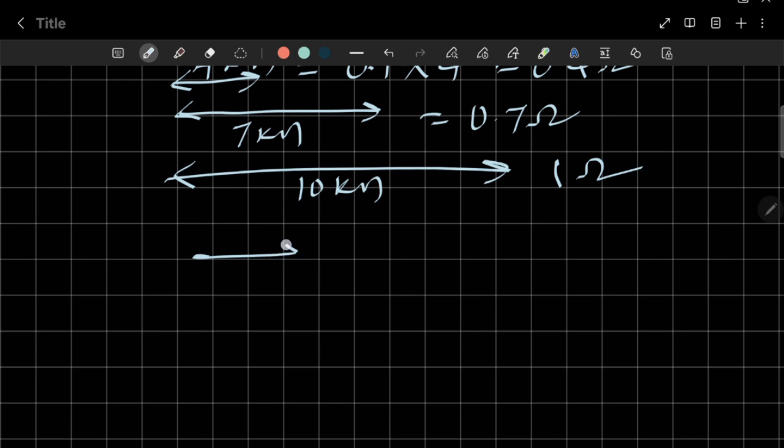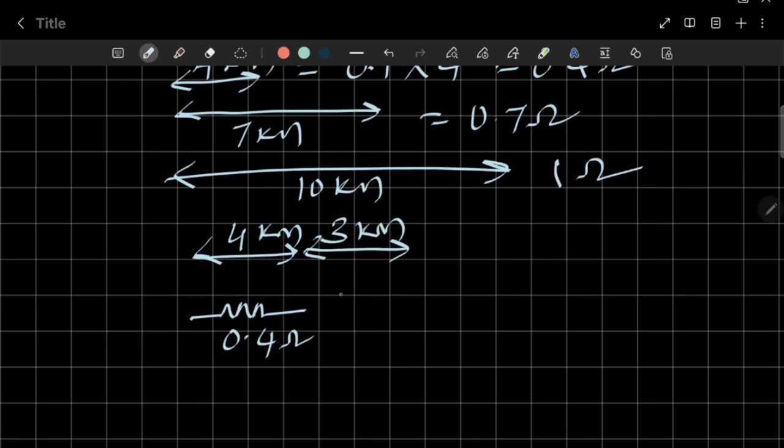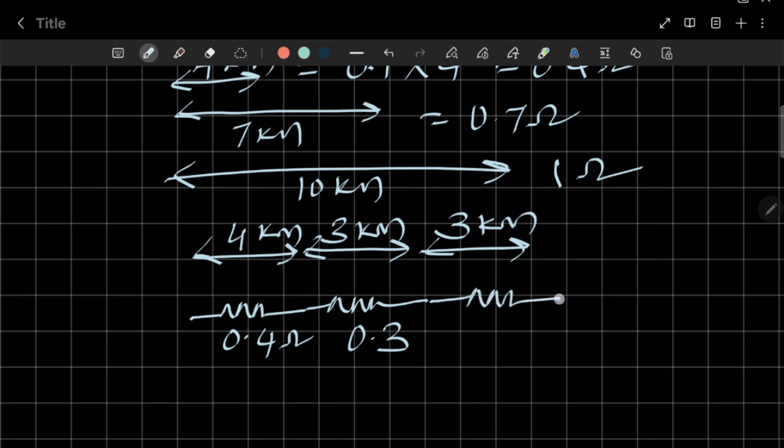for the first 4 kilometers you can take the resistance as 0.4, and we can represent it using the resistor symbol 0.4. Next, from this point you can take 3 more kilometers, because from the generator it becomes 7 kilometers. Up to this point it is 0.7, but 0.4 is already accounted for, so the next resistance is 0.3. Similarly, to cover a total of 10 kilometers, I again take 3 kilometers, which gives 0.3 ohms.